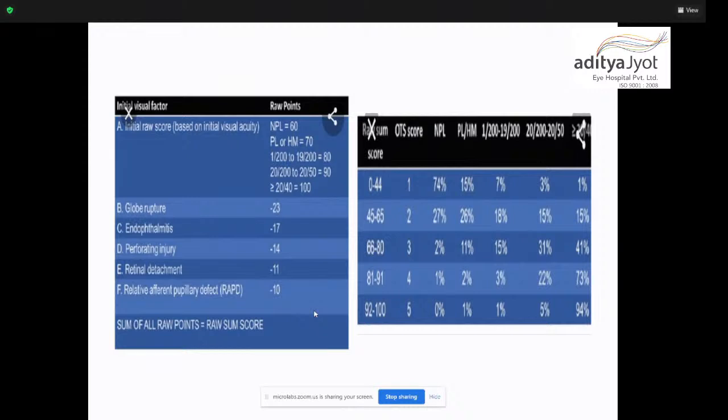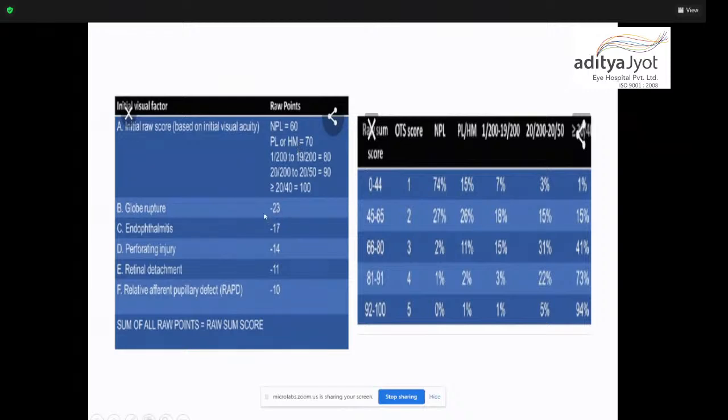We have a raw score based on the initial visual acuity. So no PL is 60 and PL or hand movements is 70. Based on the initial visual acuity, you have a raw score. And then minus 23 is given for a globe rupture, minus 17 is given for endophthalmitis. Other poor prognostic factors are a perforating injury, a retinal detachment, and an RAPD.